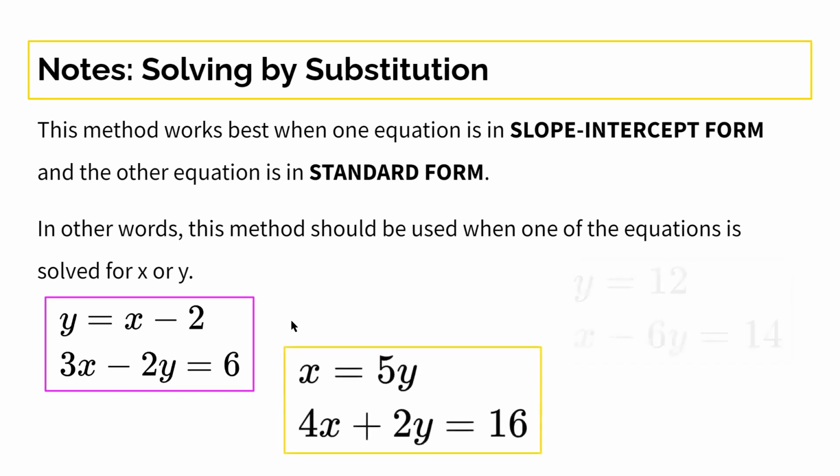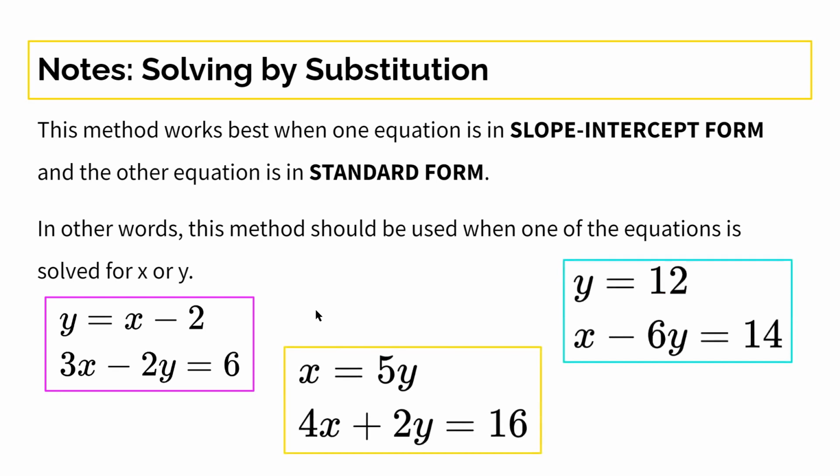Our next two examples are also good candidates for solving by substitution, but you'll notice those first equations are not in slope-intercept form. For this equation set boxed in yellow, our first equation is x equals 5y. That's definitely not slope-intercept form, but x is by itself on the left. So that makes this a good candidate. The equation boxed in blue over here is very similar. We have y equals 12, or y equals a constant. Not technically slope-intercept form, but because we have y by itself on the left, it's a good candidate.